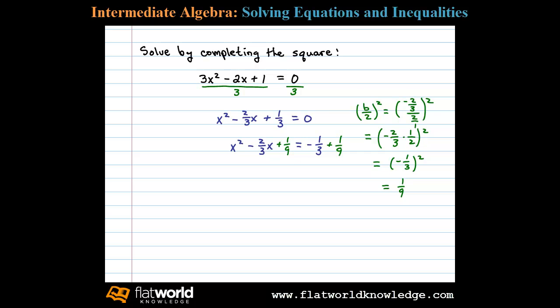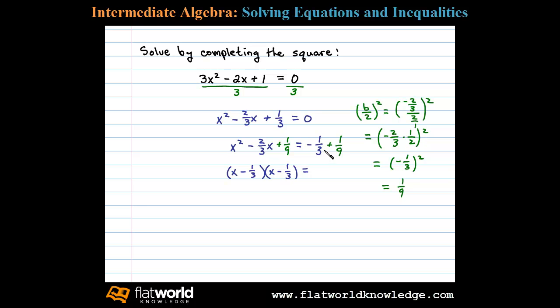Now after we do that, the left side here should be a perfect square trinomial. Factoring, we have x times x. 1/9 factors as 1/3 times 1/3, and 1/3 and 1/3 adds up to negative 2/3 if they're both negative. So we have x minus 1/3 times x minus 1/3.